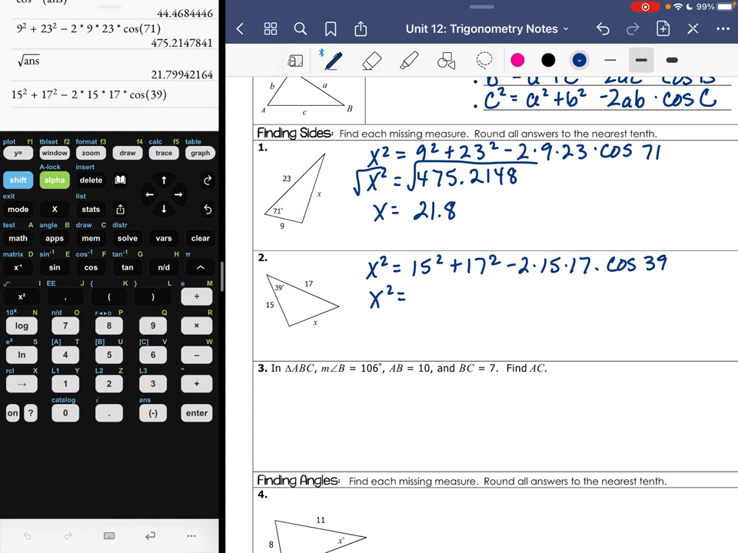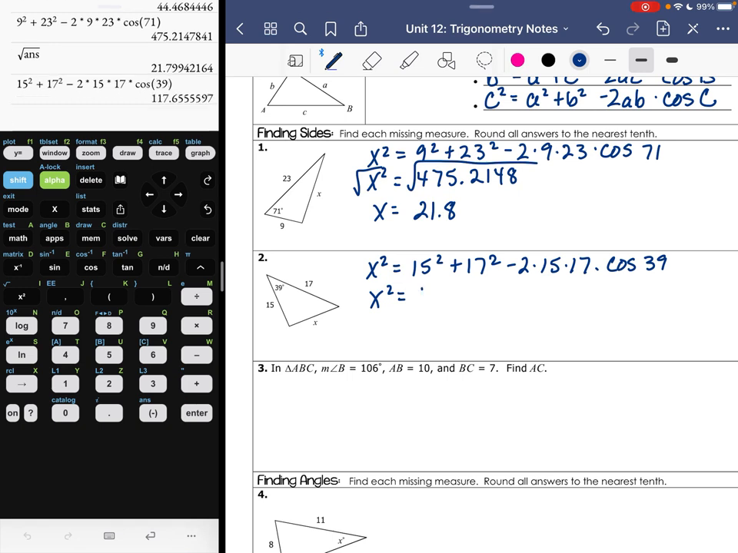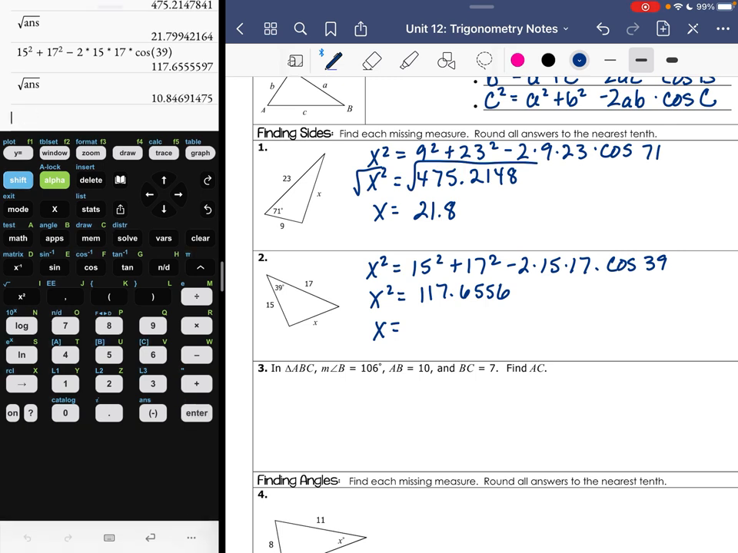So double check, make sure that you typed in everything correctly. So that's 117.6556. And then when you do the square root, you get 10.8 is the length of the missing side.